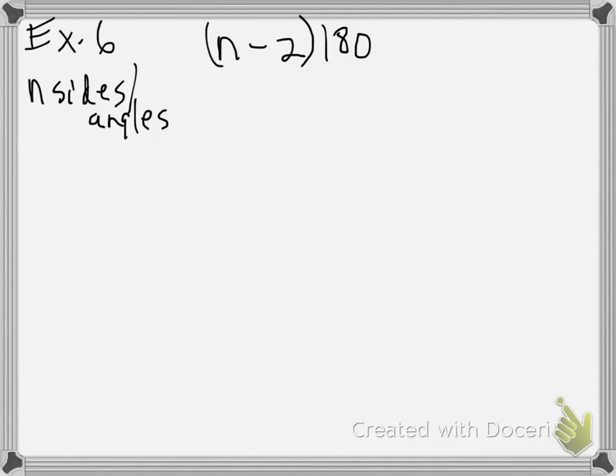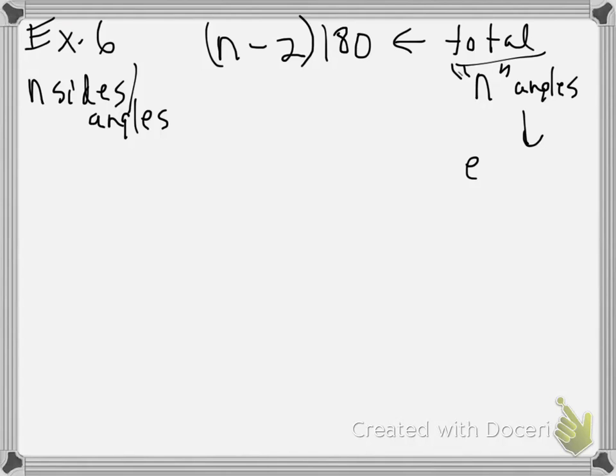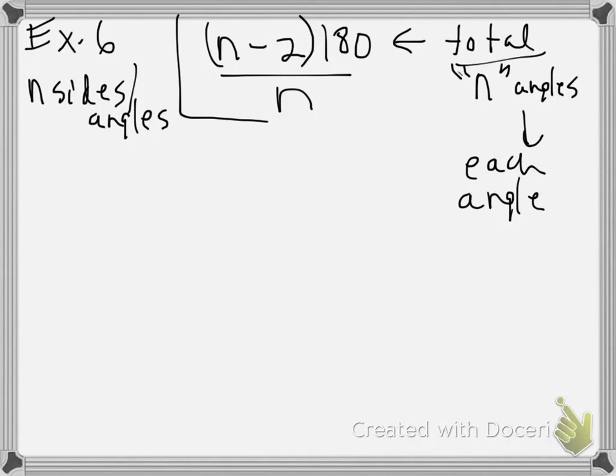So if I know the total, then I can just divide it by the number of angles, which in this case is n angles, and that will give me each angle. So that's what I got here when I do that. So that's the formula I used last time.